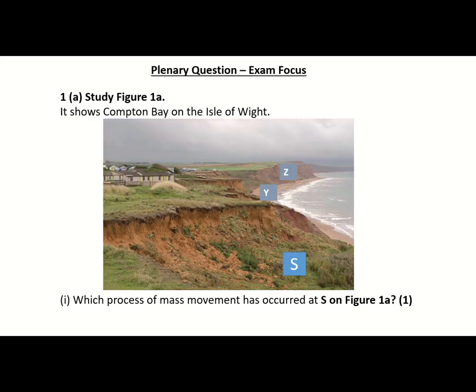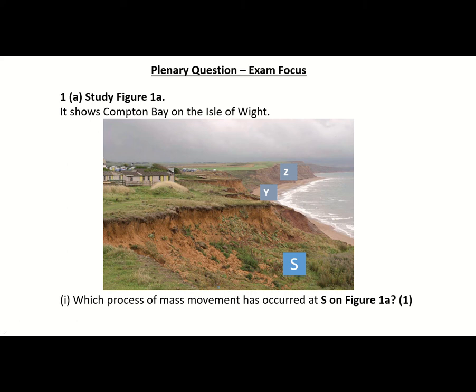Alright, so just to finish off, just to test your knowledge, here is an exam question. This is not one that has appeared in the current exam board series, but it's one that I've got nonetheless. Study figure 1a, it shows Compton Bay in the Isle of Wight. Which process of mass movement has occurred at S? So S is here. What type of mass movement, the things you've just done, has occurred here? It's either rockfalls, slumping, or sliding. What do you think? What are the clues?